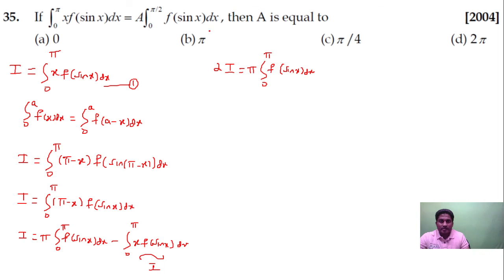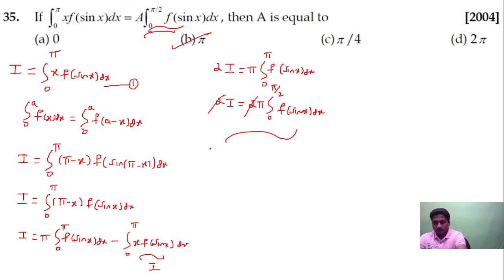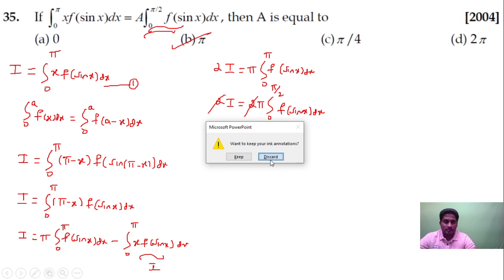Okay, so I have to bring it to this form. 2I is equal to pi times the integration from 0 to pi of f of sine x dx, which can be written as 2 times the integration from 0 to pi by 2, because f of pi minus x will be equal to f of x. Sine of pi minus x will be sine x only. Okay, and then you get f of sine x dx. So 2 and 2 cancel. You compare this with the question, the value of a will be equal to pi. Answer is option B. Thanks for watching, guys.